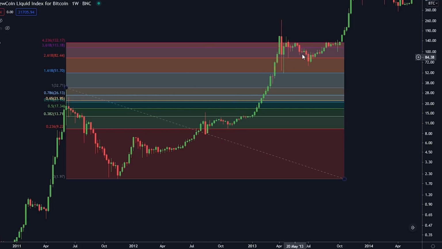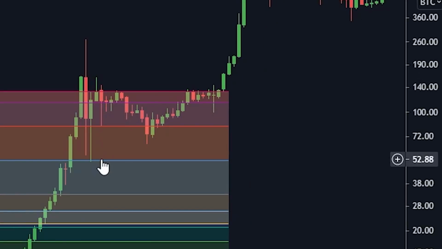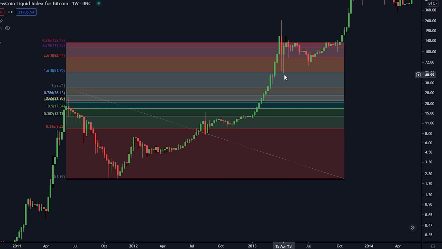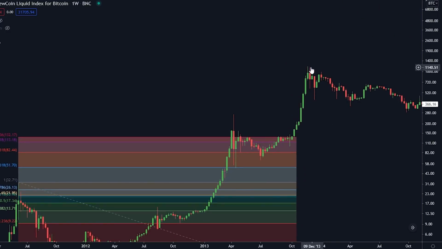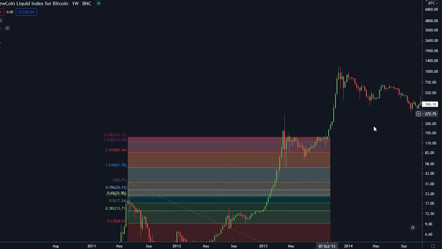We had, towards the latter parts of the bull market, a retracement down to the 1.618 level, this blue line right here. Okay, so pay attention to this because this is going to be very important. Since we got down to this 1.618 Fibonacci level, we went up, we had some sideways action, and then we continued the massive bull market and eventually formed the cycle top right here.